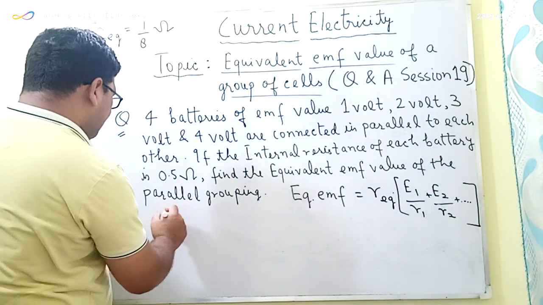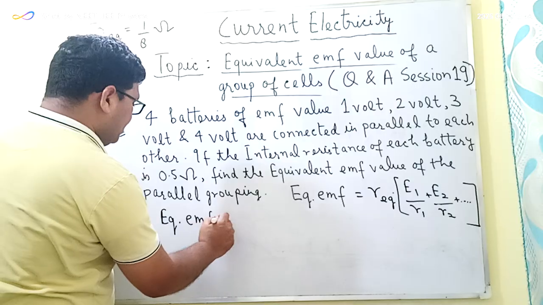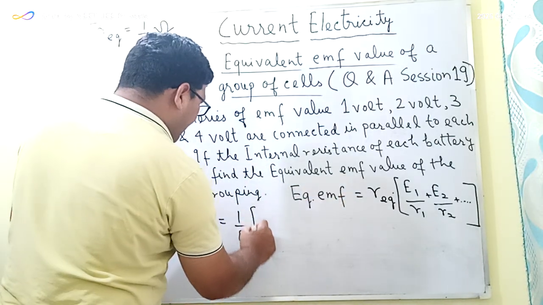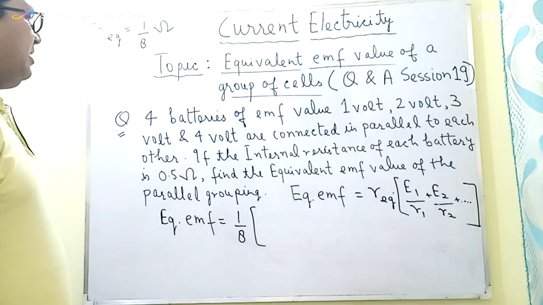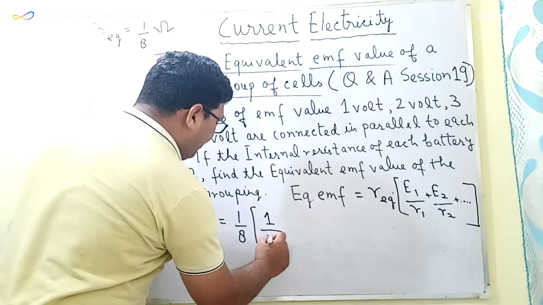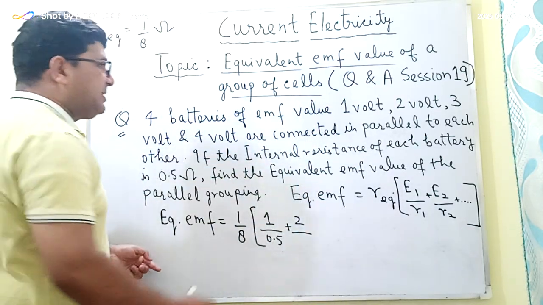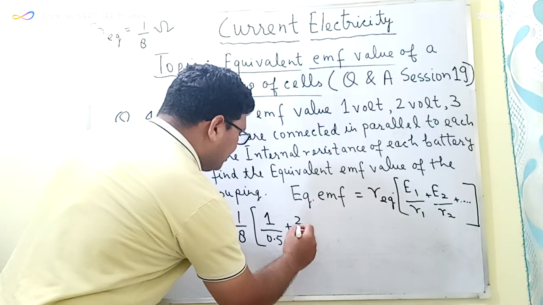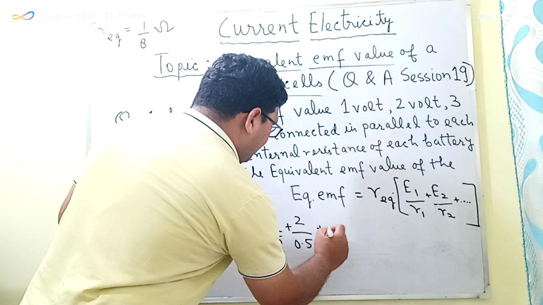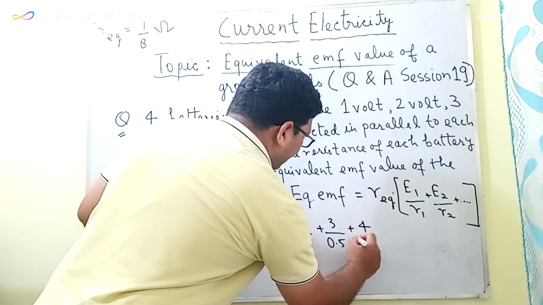So the equivalent EMF of this parallel grouping will be equal to 1 by 8, that is R equivalent, multiplied by, now the EMF value of the first battery is 1 volt divided by 0.5, plus the EMF value of the second battery is 2 volts, so 2 divided by 0.5, plus 3 divided by 0.5 plus 4 divided by 0.5.